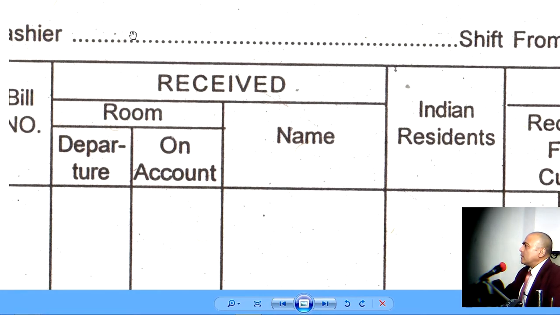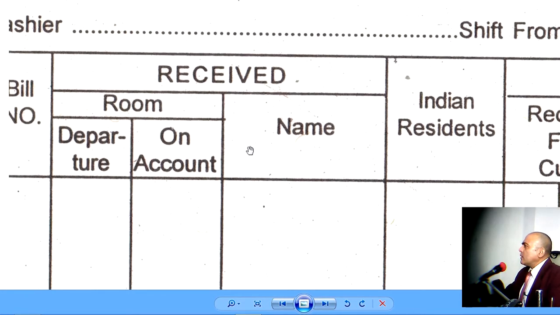Now, focusing on the received portion of the cashier's report, this is the money that the cashier receives. Bill number is, of course, the account number of the guest. This guest is staying with us. And a guest pays to a hotel under two circumstances. One is that they are checking out, they are leaving, and therefore they must settle their account. So that is one condition when they pay to the hotel.